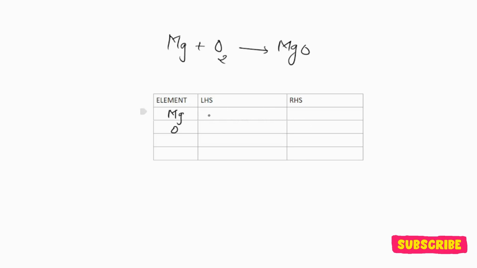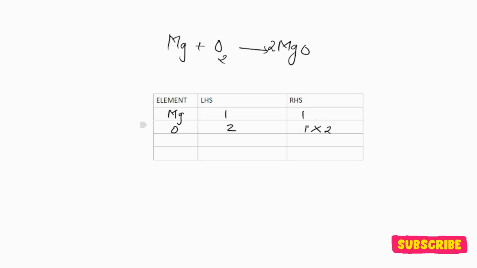Now let us see the number of atoms. Magnesium on the left hand side is 1, right hand side is also 1. Oxygen on the left hand side is 2, right hand side it is 1. So what I see here, left hand side oxygen is 2 and right hand side it is 1. So what I need to do, I need to put here 2. And now what you see is that oxygen is balanced.